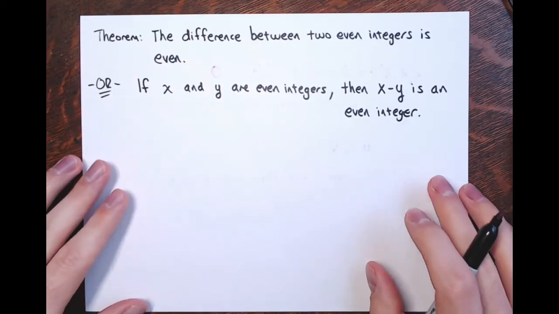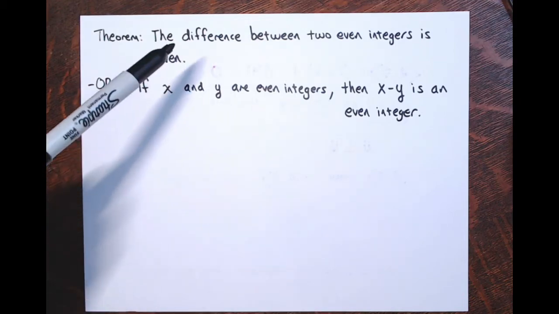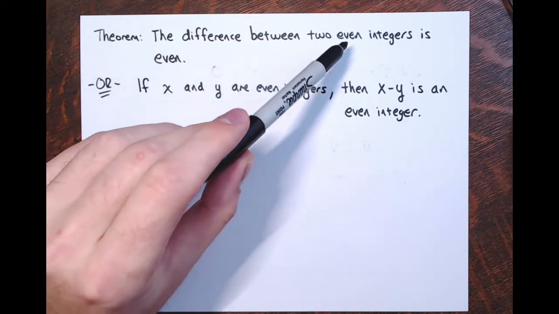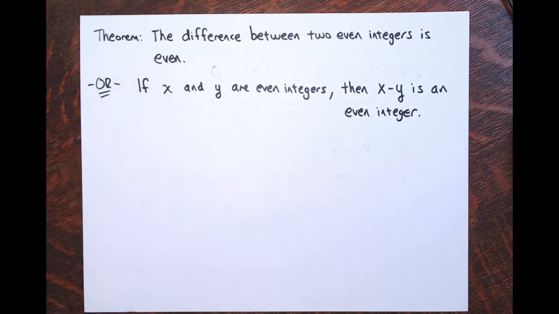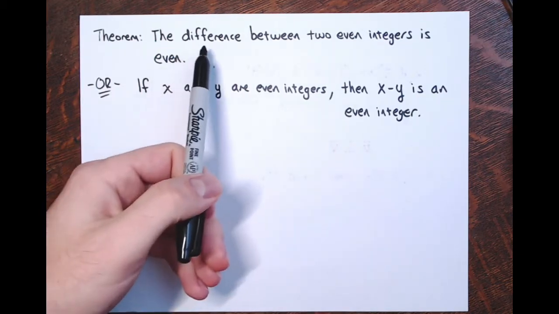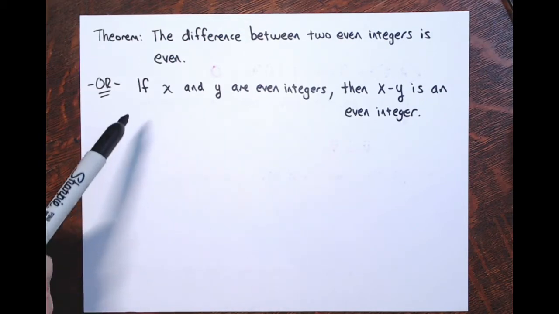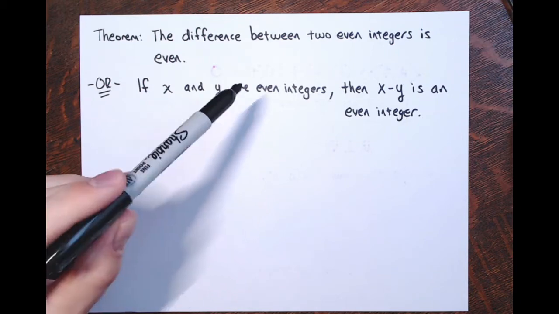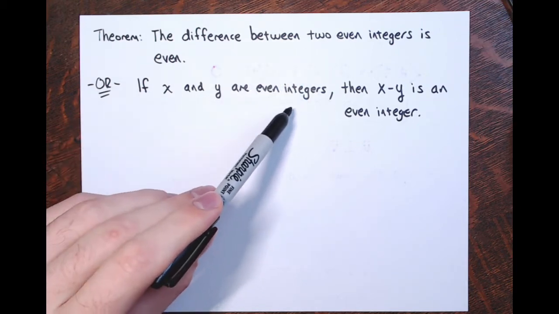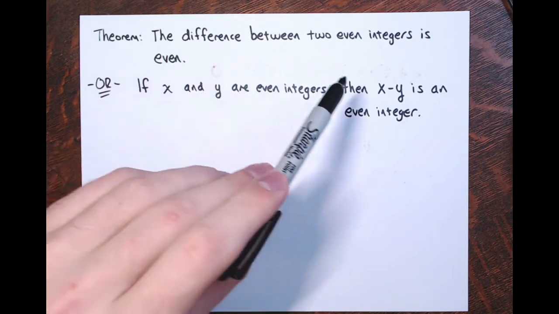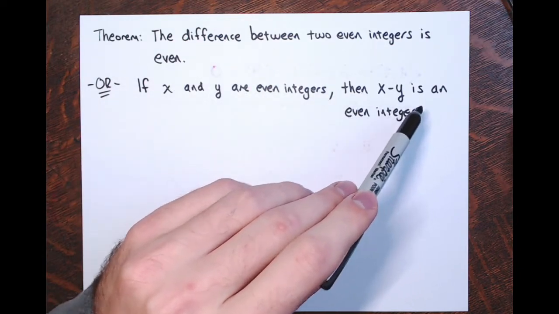Okay, so here we have it. I've written the theorem that was stated. The statement is: the difference between two even integers is even. Now, again, you can introduce your own letters if you want. I used x and y, but this is a statement about two even integers. I'd be starting with two even integers and then trying to show that their difference is also even. So I wrote this as an if-then statement this way. If x and y are even integers, then their difference, x minus y, is also an even integer.